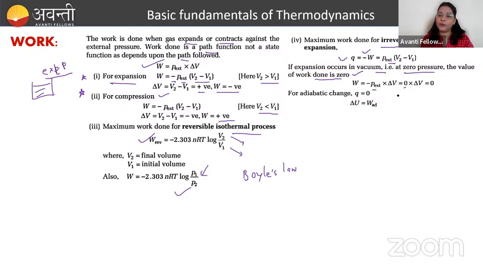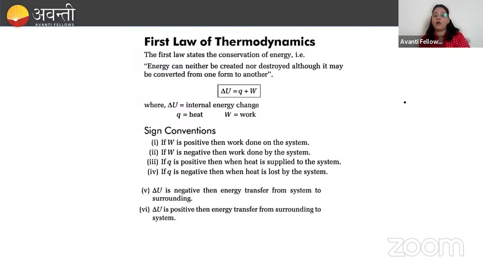And if the process taking place is an adiabatic process, then you know that Q is zero. So whatever will be the change in internal energy of that given gas or process, that will be its work done. How do we know this? From the first law of thermodynamics. What is the first law of thermodynamics? Delta U is equal to Q plus W. What is Q? Q is heat. W is what? Work done.